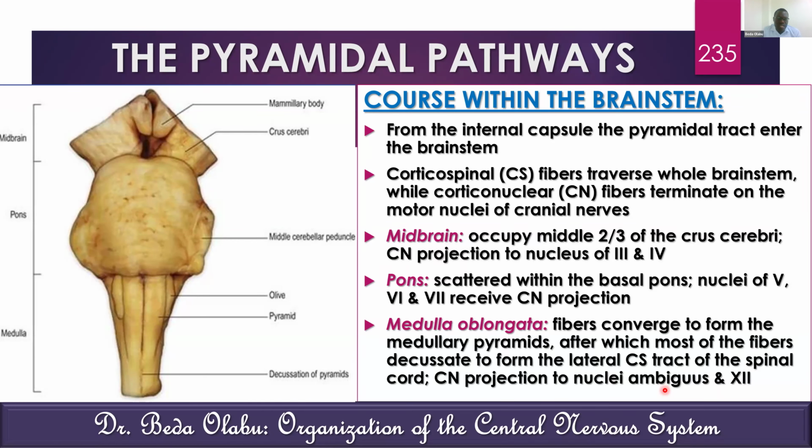Now, nucleus ambiguus is the nucleus that gives you efferent fibers that join glossopharyngeal, number 9, vagus, number 10, and accessory, cranial accessory, number 11. It's called ambiguous because it gives rise to those three motor fibers that join those three cranial nerves.